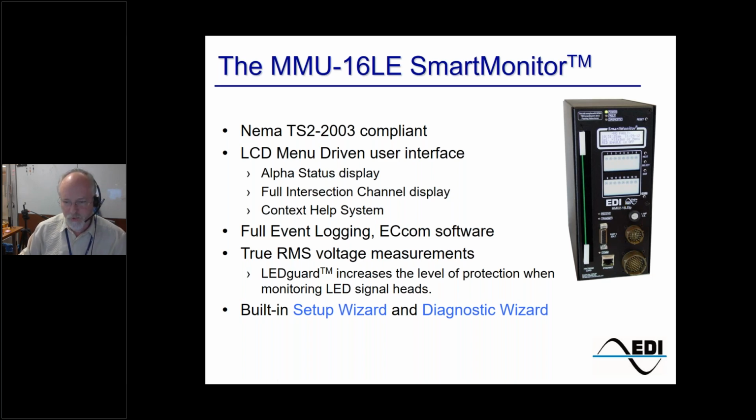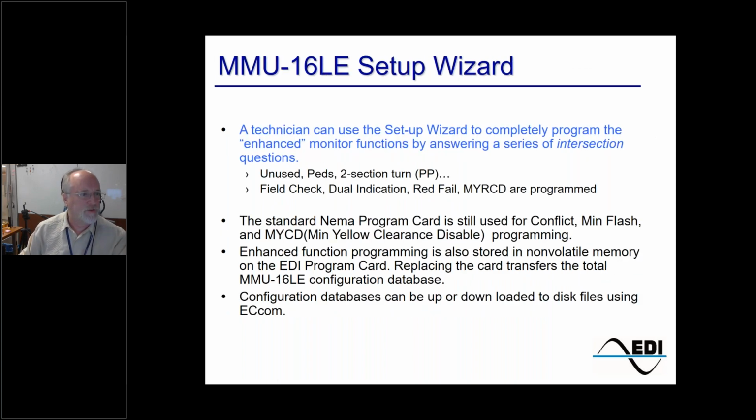So with that, I'm going to run through the setup wizard. And as I said, what the setup wizard doesn't take care of is the program card and also the user setup. And that's the menu that says the name of the intersection, some of the IP address, stuff like that, that you would have to put in. The setup wizard won't do that.